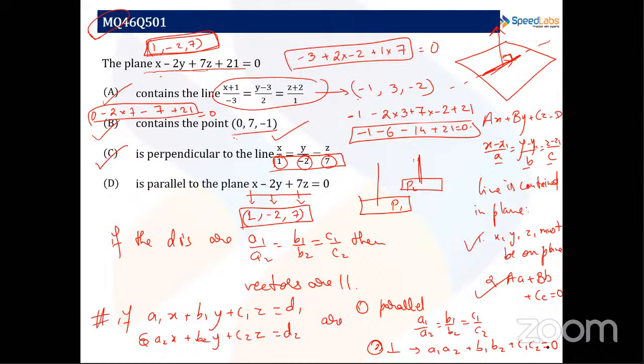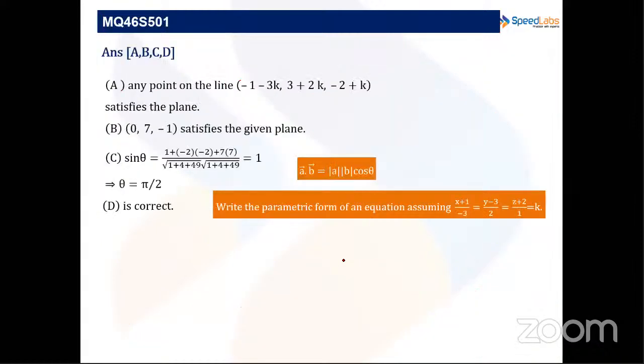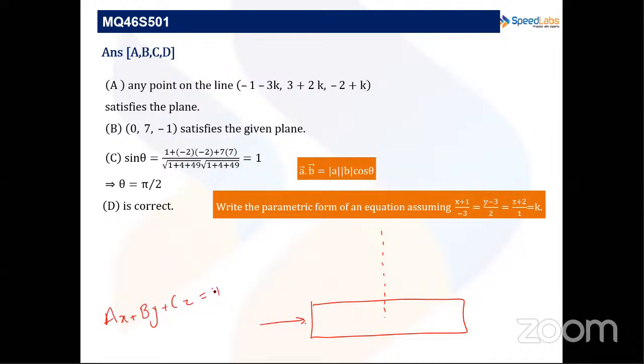Now moving to our next question, so our option number D is also correct. So for this question we are having all the options correct. See, for a plane and line, the concept is, if we are having a plane, let's say this is the plane, and the equation of plane is ax plus by plus cz equals d, then a, b, c are direction ratios of the vector perpendicular to the plane.